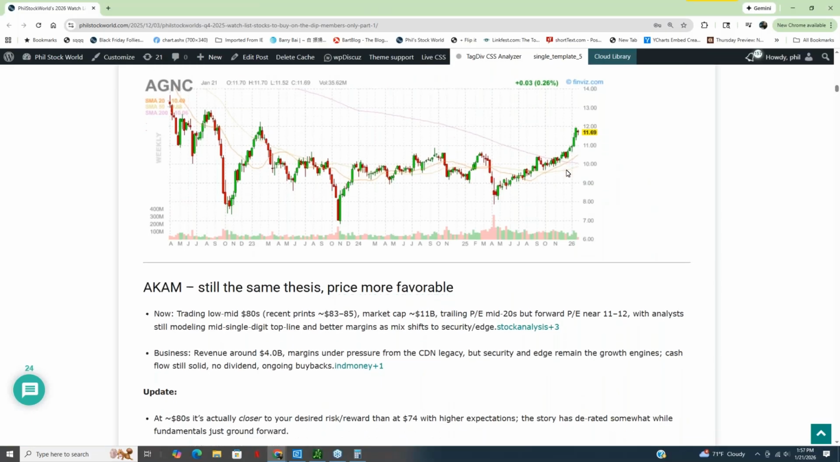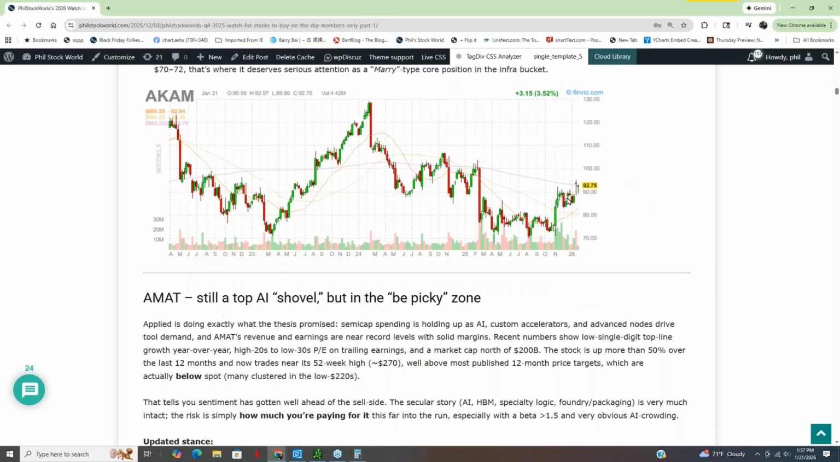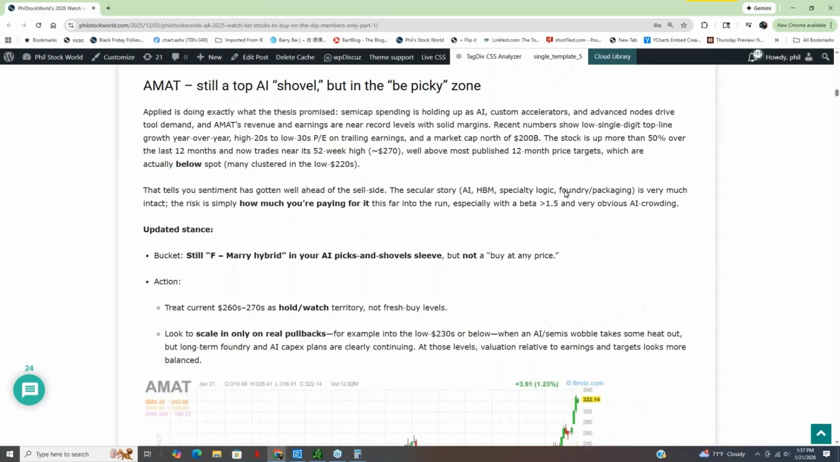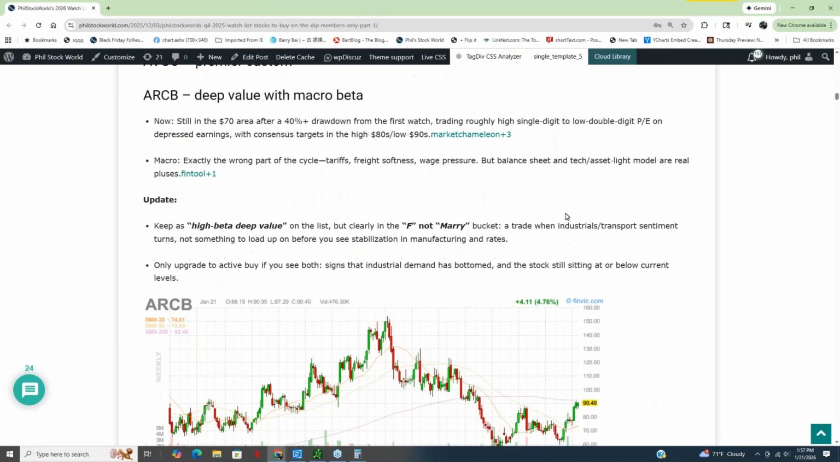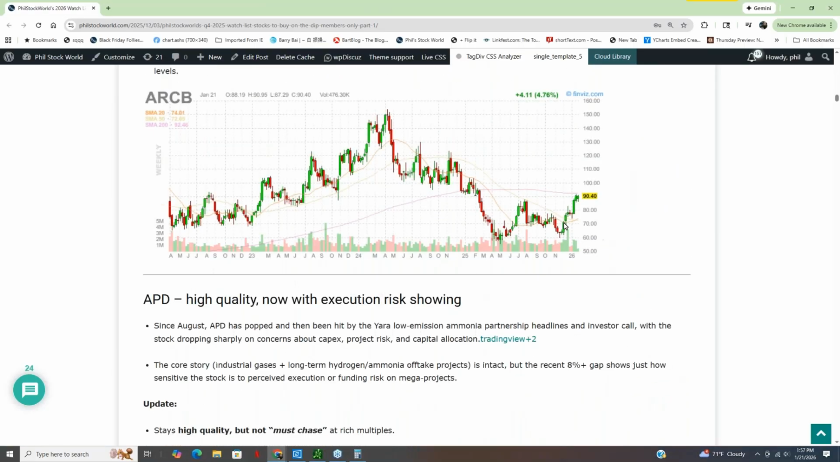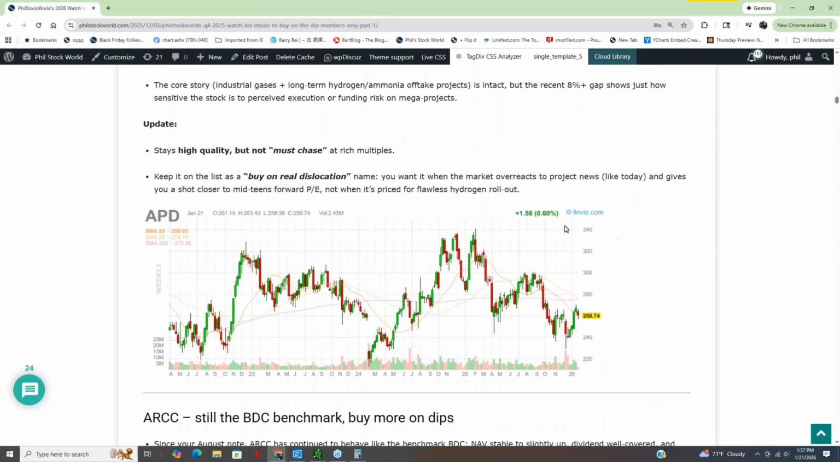AGNC went up 10%. ACAM up a couple of bucks, no big deal. Can get that one still. AMAT took off, so we can't get that one anymore. ARC-B, ooh, big takeoff, right? Wow, that was a good call.